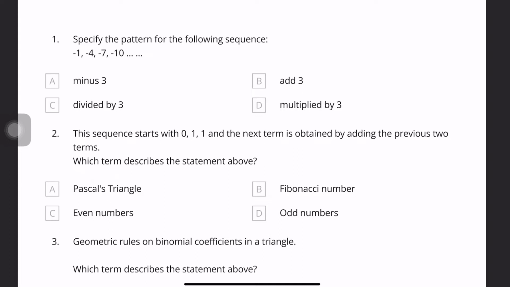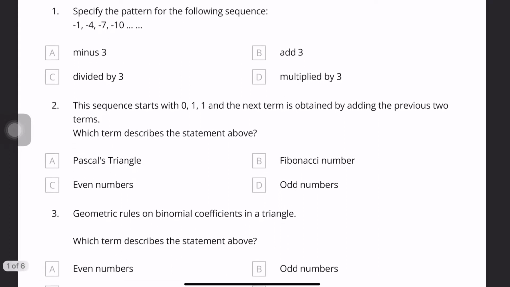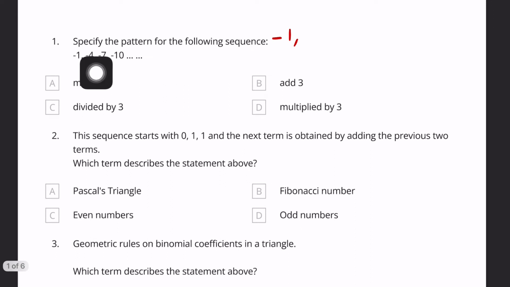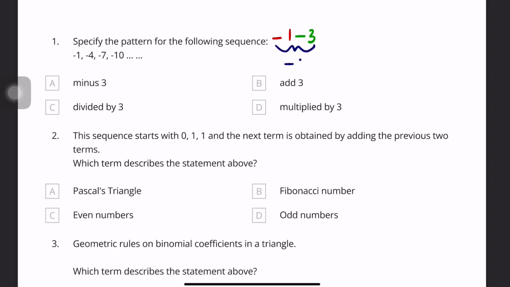Number one, specify the pattern for the following sequence. The first number is -1, and the second number is -4. How can -1 become -4? In order for -1 to become -4, we need to minus 3. So -1 minus 3 will be -4.